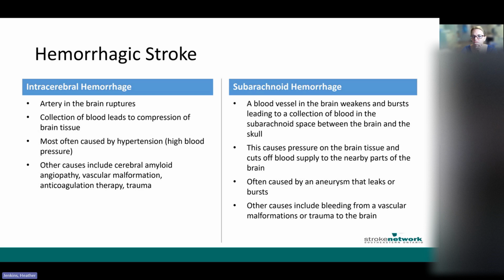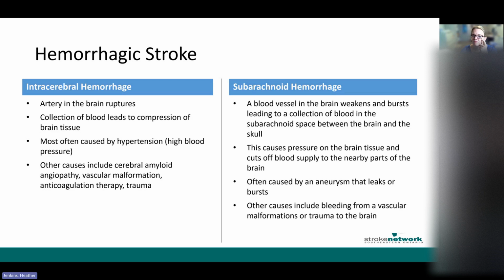I touched briefly on the subarachnoid hemorrhage still being considered a stroke. This is slightly different though, because this is when a blood vessel in the brain weakens and bursts, but leads to a collection of blood not within the parenchymal brain tissue, but in the subarachnoid space between the brain and the skull. Again, this collection causes pressure on the brain tissue and cuts off blood supply to the nearby parts of the brain. These are more often caused by aneurysm or vascular malformations in individuals.